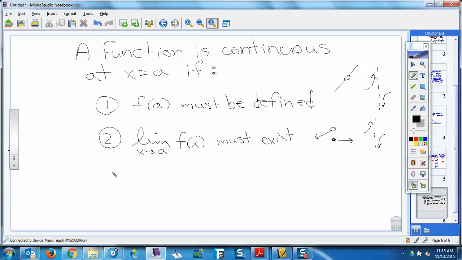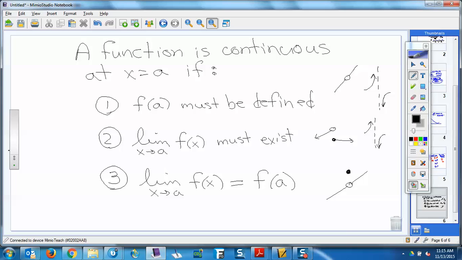All right? And then the third thing that has to happen, you would think that might hit all of them, but there's one last one: the limit at A has to equal the output at A. The limit has to equal the output. Well, that would be the diner burning down and rebuilding at a new place.